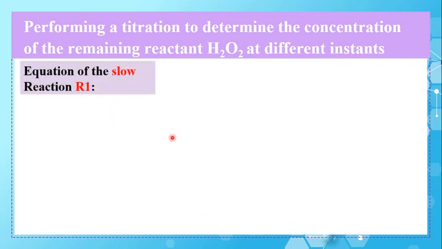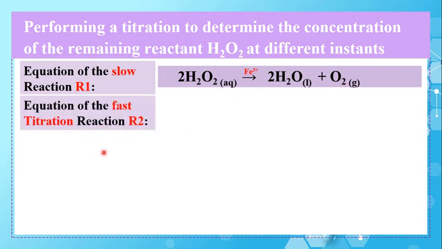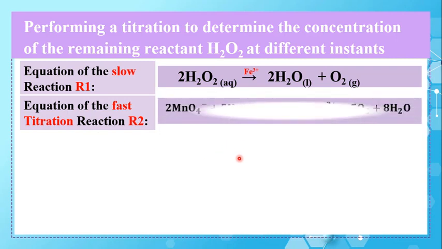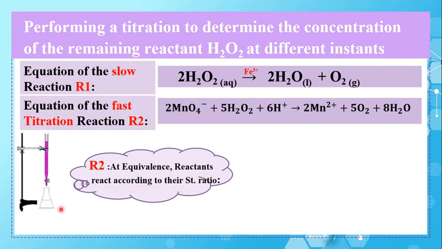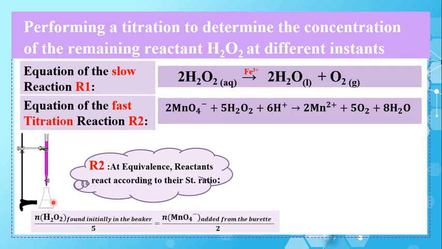To sum up, I have the first slow reaction, and this is the equation of the titration reaction, which is a fast reaction. The number of mole of H2O2 remaining from the reaction R1 will be titrated by MnO4- in reaction R2. Reaction R2 will allow me to say that at equivalence, reactants react according to their stoichiometric ratio. The number of mole of H2O2 found initially in the Erlenmeyer or the beaker over 5 is equal to n of MnO4- added from the burette over 2. So the number of mole of H2O2 over 5 is equal to the number of mole of MnO4- over 2, equal to C2 V equivalence over 2.